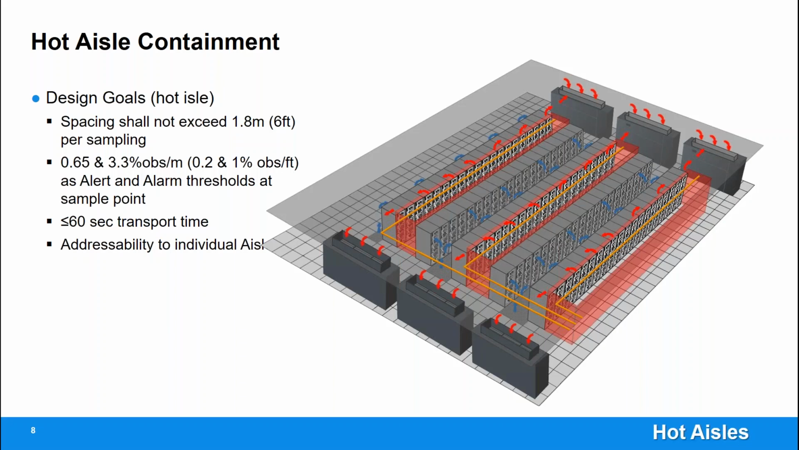Our design criteria for this location is 6-foot port spacing, sensitivity at each port not to exceed 0.2% obscuration per foot for alert, and 1.0% obscuration per foot for alarm for very early warning. Transport time should be 60 seconds or less.